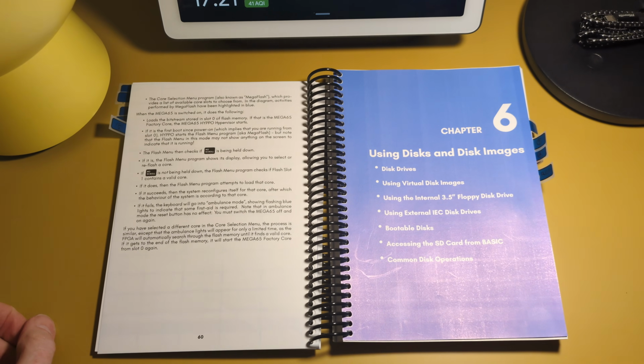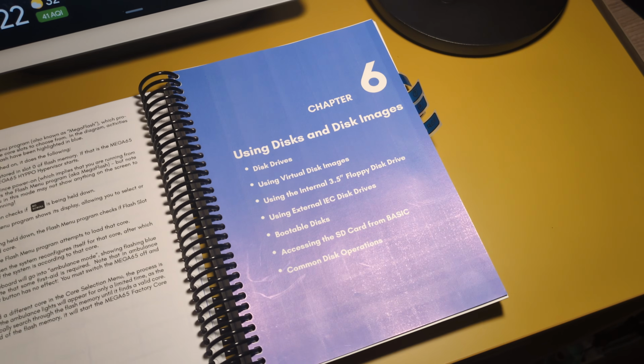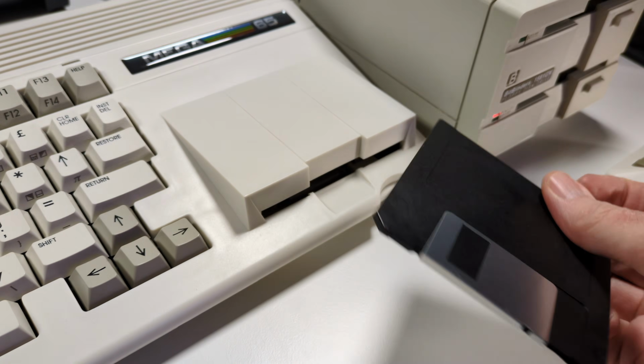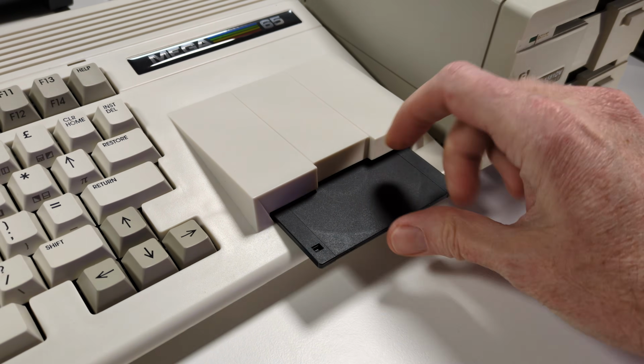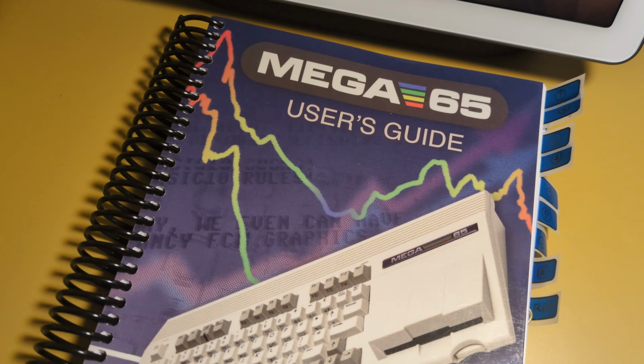Welcome back. Today we're diving into Chapter 6, using disks and disk images. In this chapter we'll explore how to work with both physical and virtual disk drives on the MEGA65. You'll learn how to create, mount, and manage disk images, plus some great tips on working with the internal 3.5-inch floppy drive. Get ready for another exciting ride through the MEGA65 User's Manual.